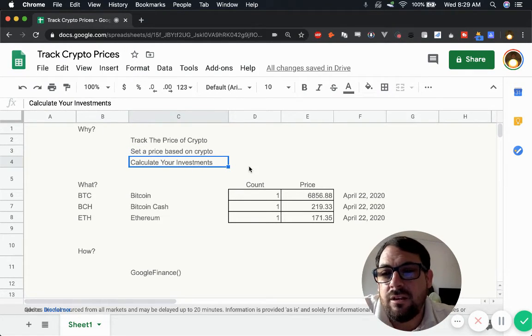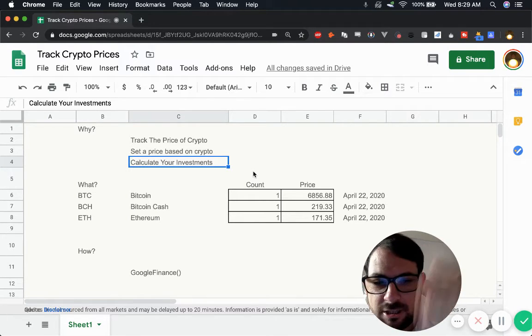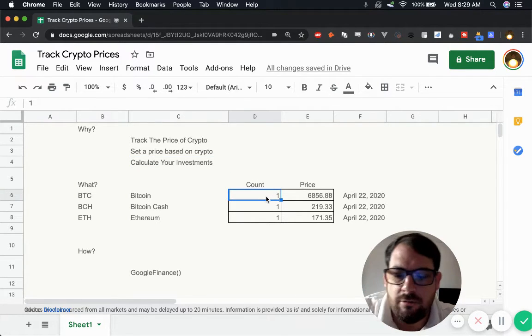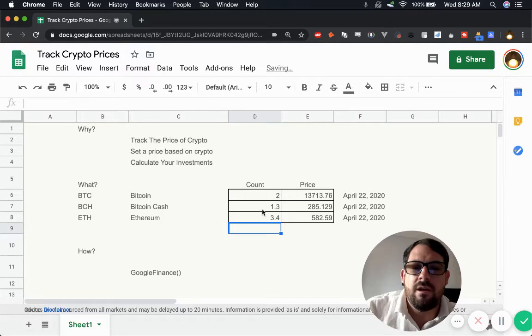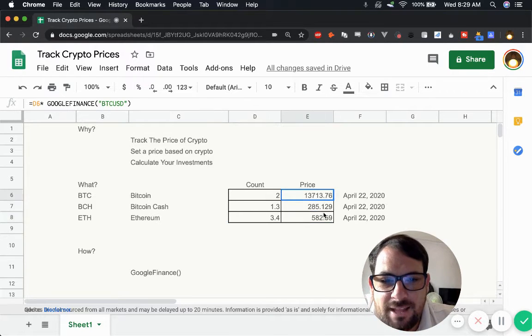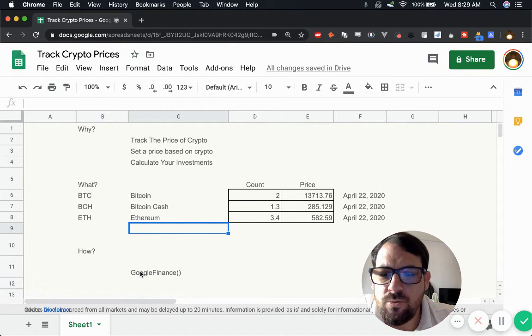And maybe you want to calculate your investments. As you gain investments over time, you might increase your count of how many you have, from 1.1 to 1.3 to 2.3.4. You want to know what is the actual net value. As you can see, I have it here. And how we're going to do that is we're going to use Google Finance.